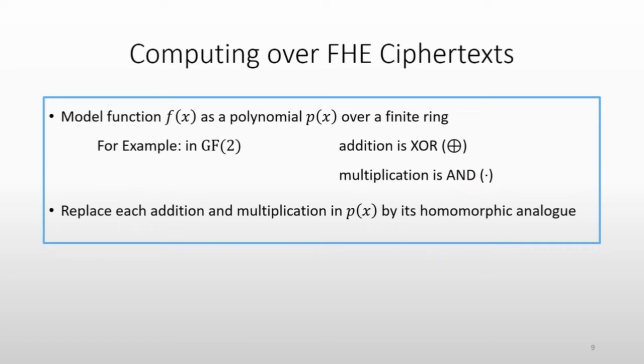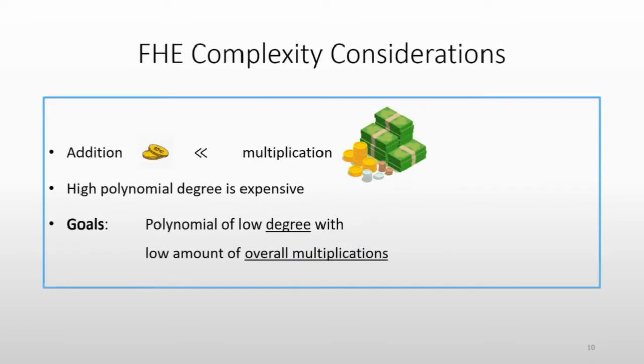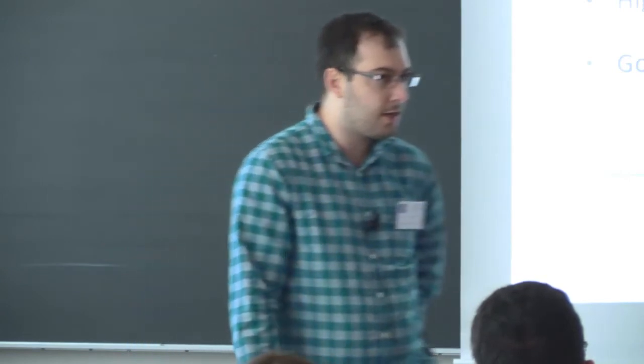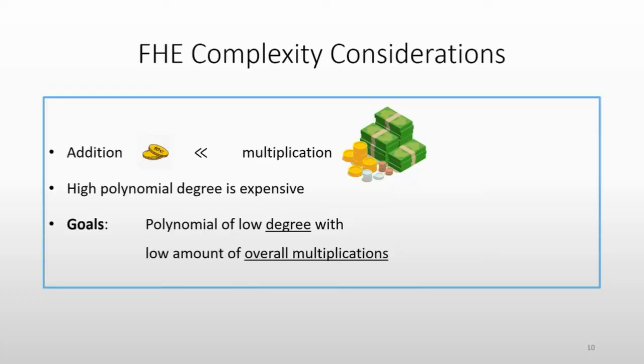How do we compute over a fully homomorphic encryption ciphertext? Well, we first take our function and model it as a polynomial over some finite ring. For example, over binary, additions will be XOR operations, multiplications will be AND operations, and now we replace addition and multiplication in the polynomial by its homomorphic analog in the scheme. The complexity considerations include the fact that additions cost us much less than multiplications, and in fact, high polynomial degree will be very expensive for us. So our goal will be to model our solution as a polynomial of low degree with a low amount of overall multiplications.